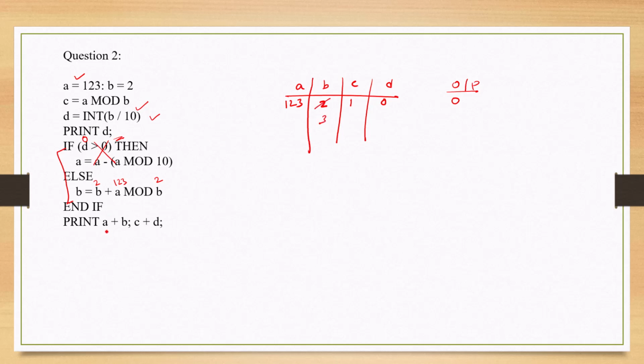Now we have print. Now you notice A plus B is together, right? We have to first add A plus B. So 123 plus 3, that is going to be 126. 126 will print over here. And then we have C plus D, which is 1 plus 0, which is 1. So this is your output.